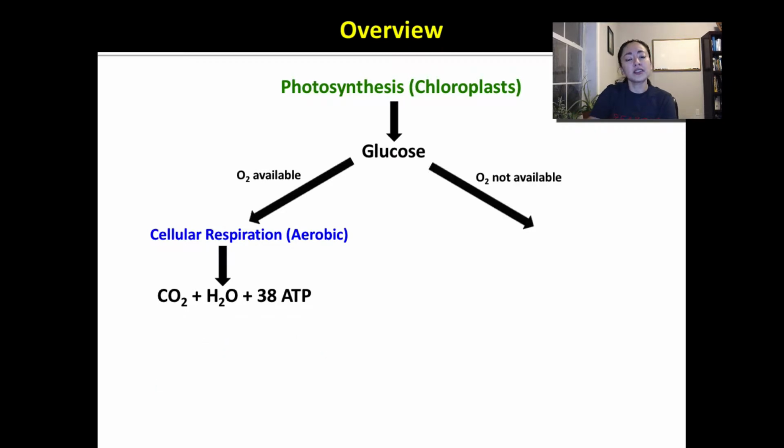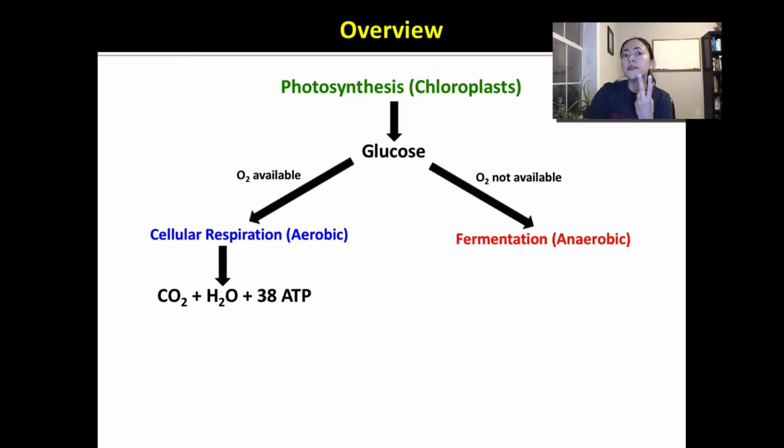If oxygen is not available, then cells will undergo what's called fermentation in order to get some energy out of glucose. Fermentation is known as an anaerobic process. This prefix "an" means not. So that means it's not aerobic, so it does not use oxygen. Fermentation is not as efficient as cellular respiration.